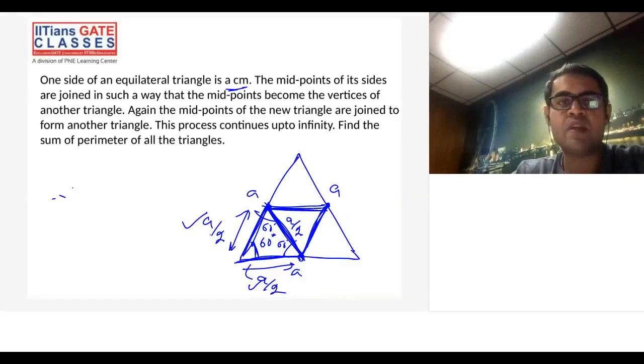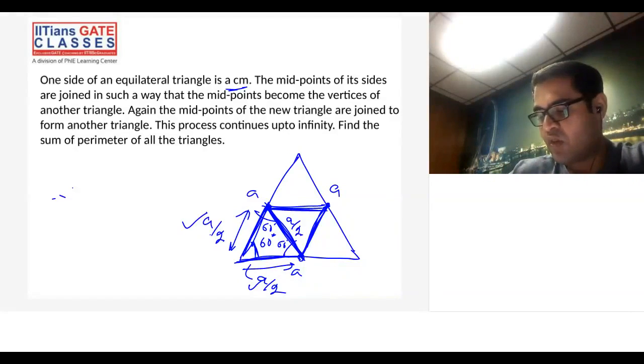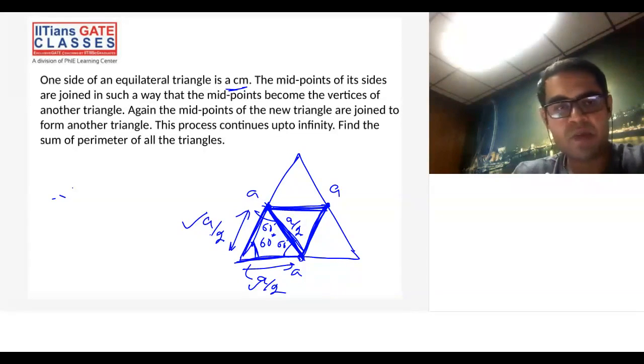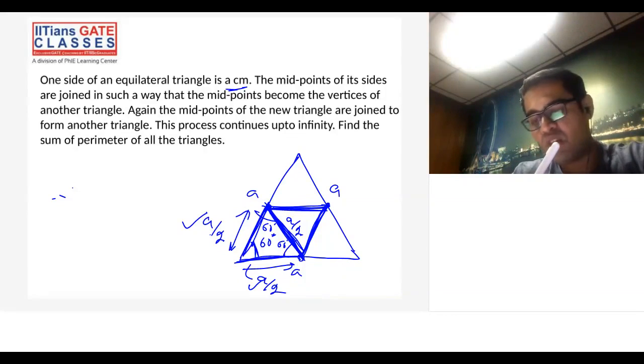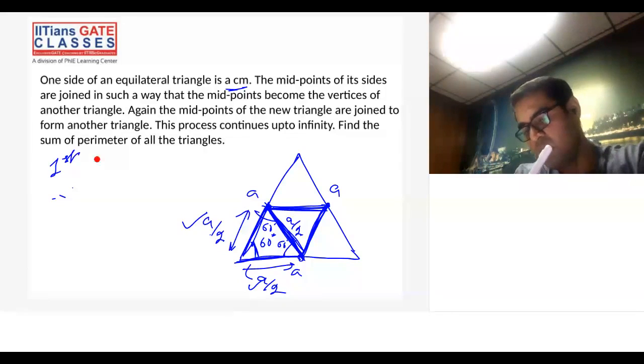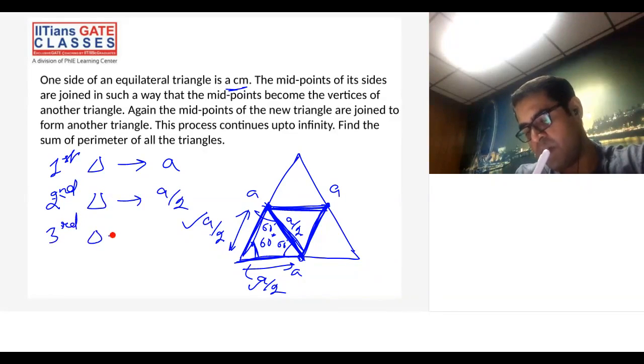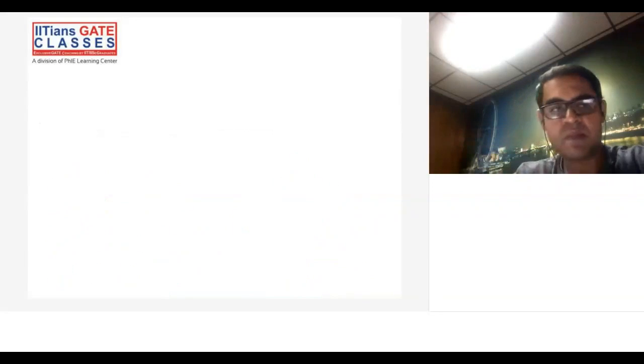So what I'm trying to say is, when you take the midpoints of a bigger triangle and form the smaller triangle, the length of the side will be halved. Previously it was a, so now it is a by 2. So I'll just write the lengths of the triangles. First triangle length is what? A. Second triangle which is being formed, length is what? A by 2. Third triangle will be a by 2 square, halved again. Fourth triangle will be a by 2 cube, and so on. So this process continues up till infinity, right?